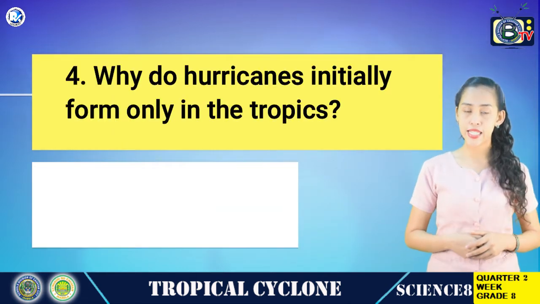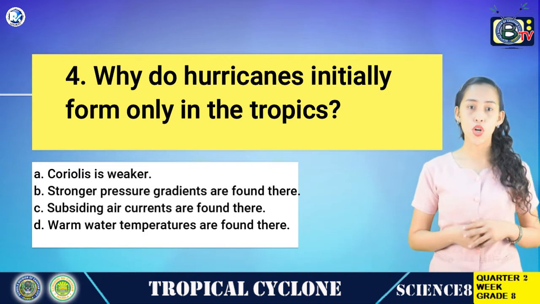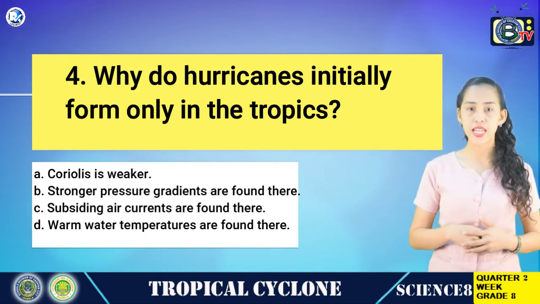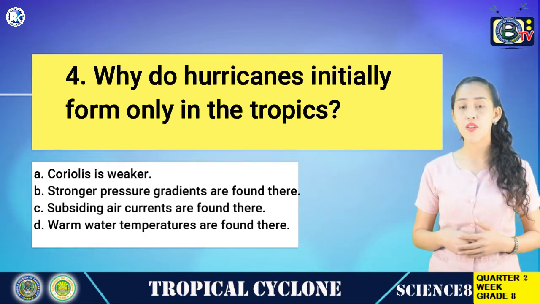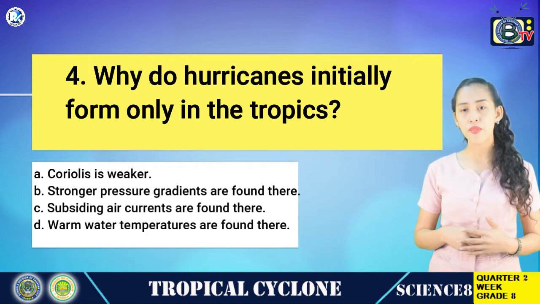Number 4. Why do hurricanes initially form in the tropics? A. Coriolis is weaker, B. Stronger pressure gradients are found there, C. Subsiding air currents are found there, D. Warm water temperatures are found there.